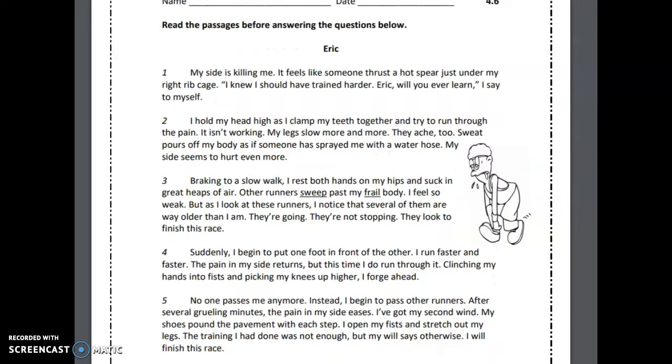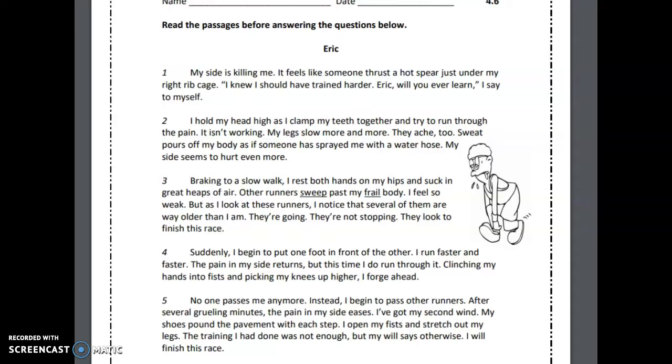Eric, my side is killing me. It feels like someone thrust a hot spear just under my right rib cage. I knew I should have trained harder. Eric, will you ever learn? I say to myself. I hold my head high as I clamp my teeth together and try to run through the pain. It isn't working. My legs slow more and more. They ache too. Sweat pours off my body as if someone has sprayed me with a water hose. My side seems to hurt even more. Breaking to a slow walk, I rest both hands on my hips and suck in great heaps of air.